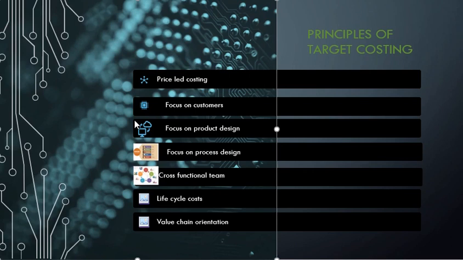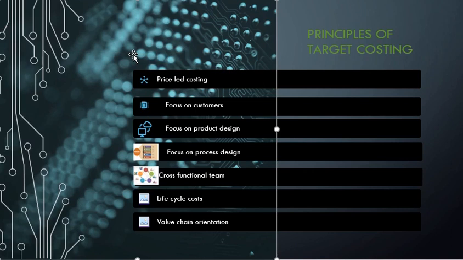Then when we speak about the cross-functional team, it is not only the production department helping out in cutting the cost or aiming at getting a target cost; that alone will not be enough. When I speak about a cross-functional team, I mean not only the production department, but each and every team in the organization should concentrate on target costing.